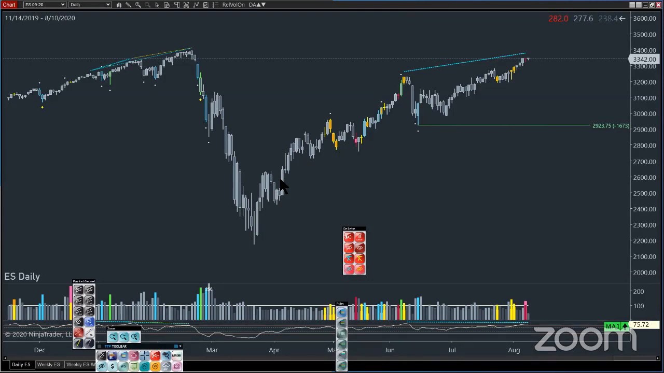I mean, you would expect it to peter out as we get close to that high. Nobody wants to buy that high, at least if they know it's there.